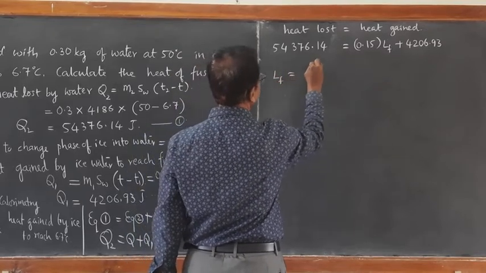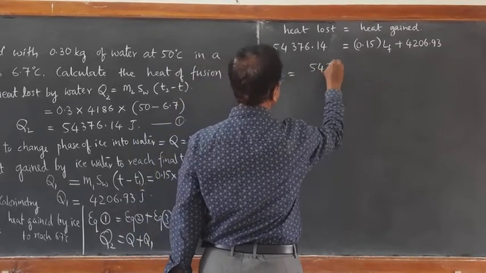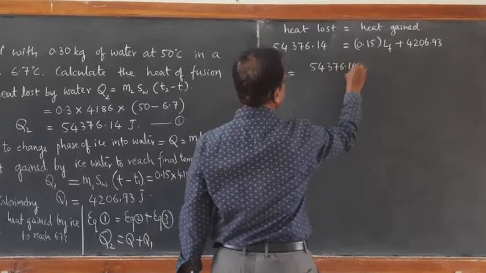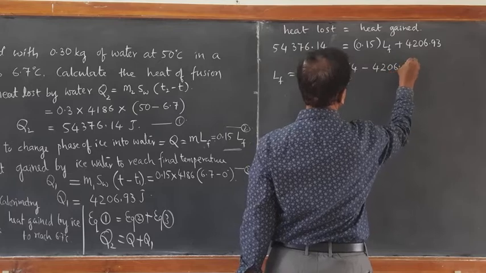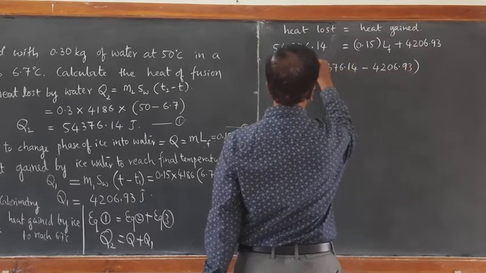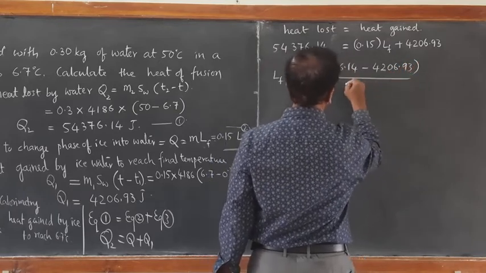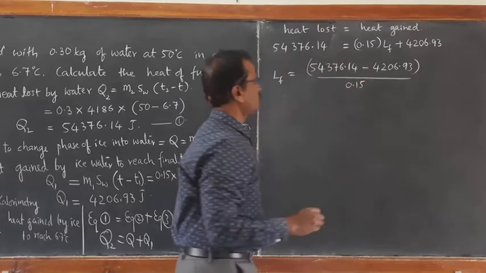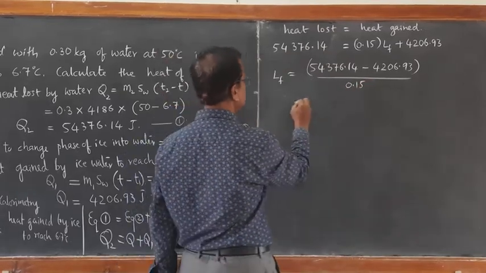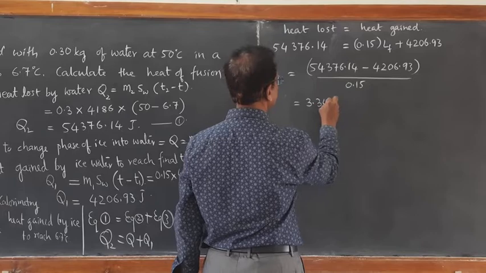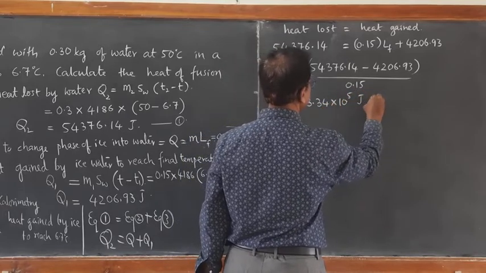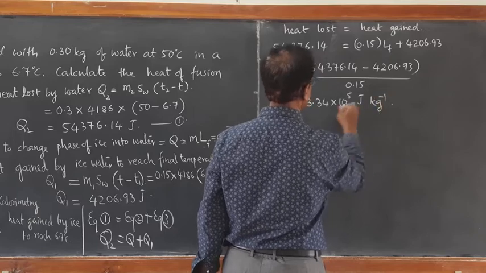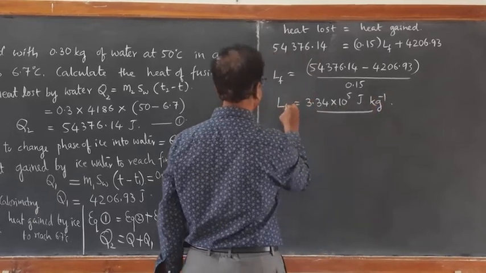Therefore LF is equal to 54,376.14 minus 4206.93, whole divided by 0.15. So if you calculate this, it comes out to be 3.34 into 10 raised to 5 joules per kg. This is the latent heat of fusion.